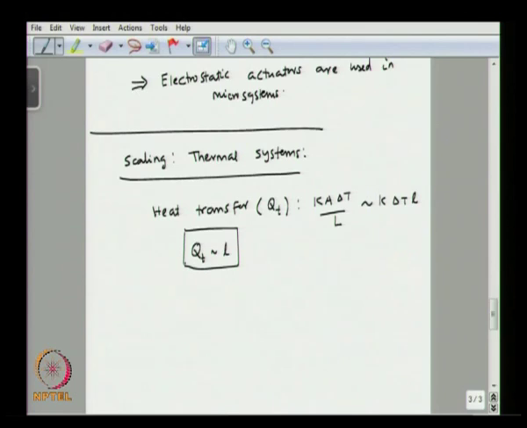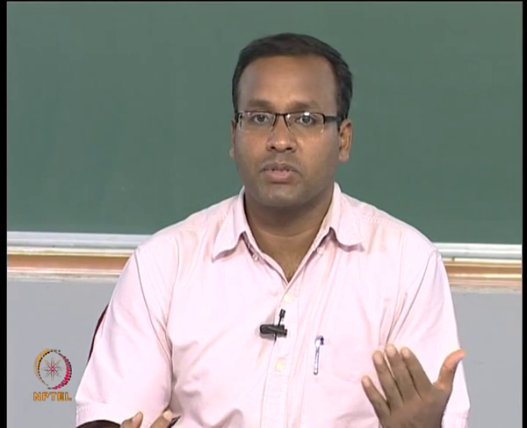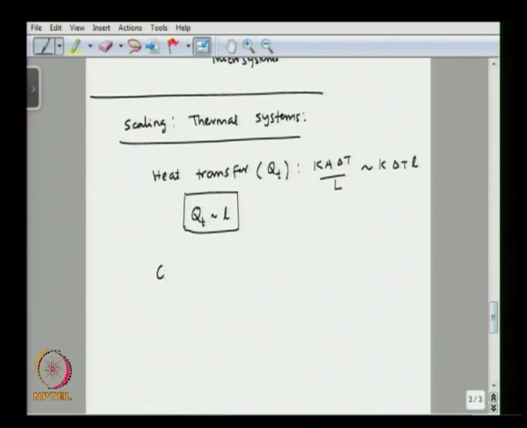Now, if we consider volumetric heat generation, okay, where heating is being done internally, the volumetric heat generation will be proportional to the volume of the object. So you can write that volumetric heat generation will be proportional to L to the power 3, right. So this is volumetric heat generation.